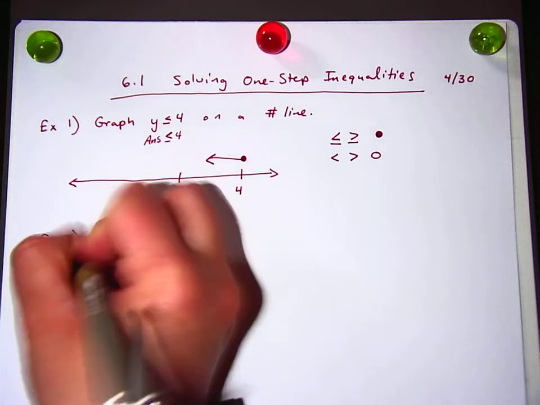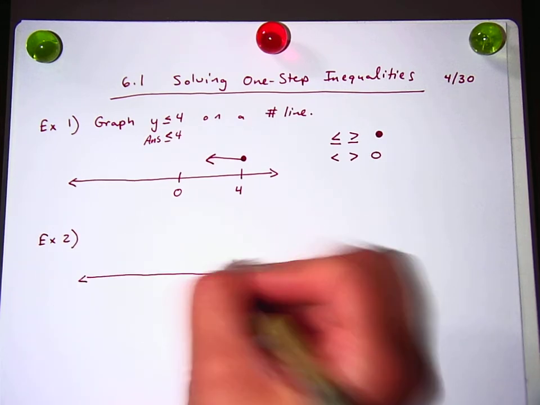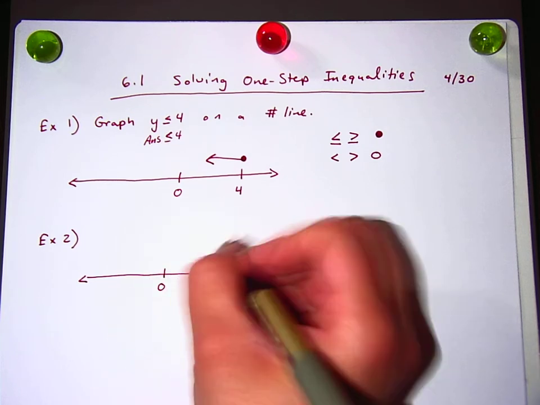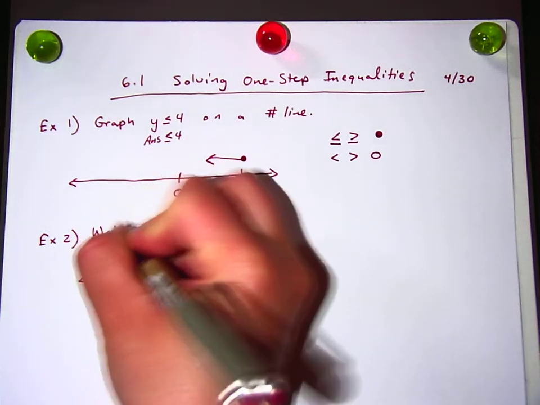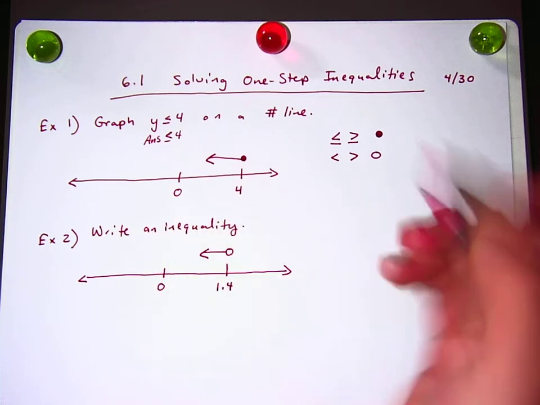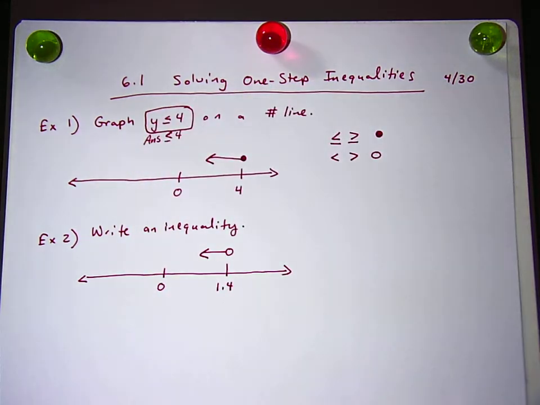Example 2. This one is one that you're going to do to test yourself and to pause the video. Okay, so draw that picture for me. It's an open circle at 1.4 and the arrow is going to the left. And what I want you to do is write an inequality. So you're going to pause the video right now and try to write something like this. Like this one was y is less than or equal to 4. You're going to try to write something like that. So pause the video.